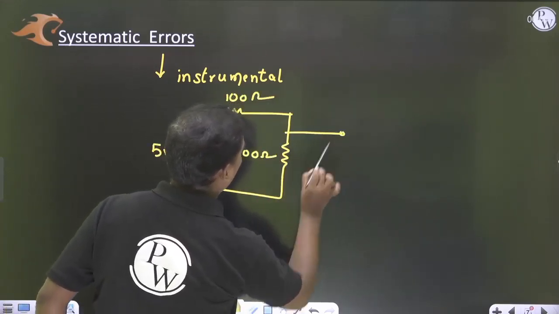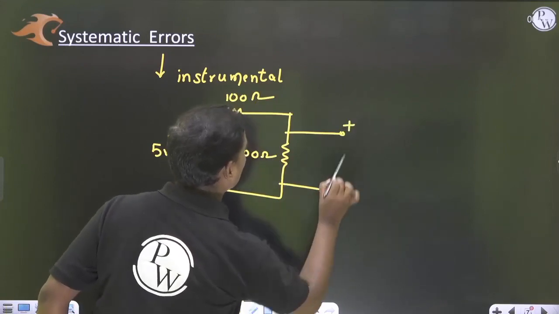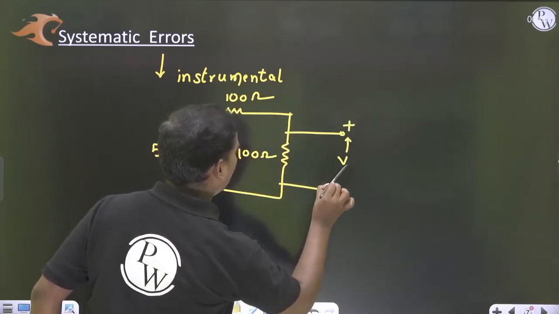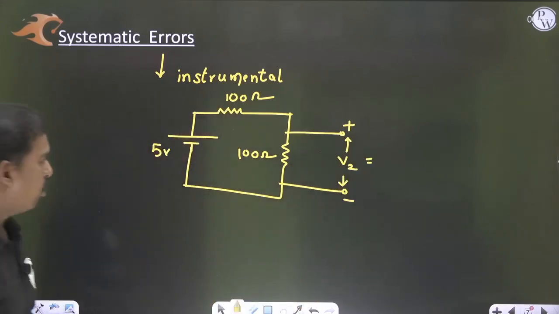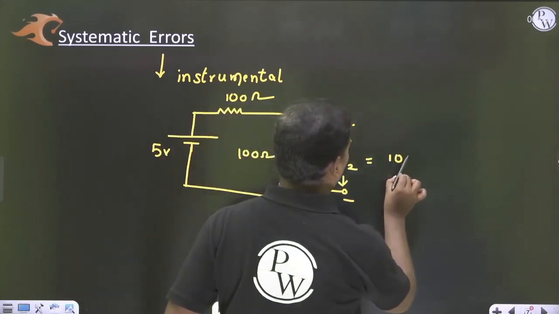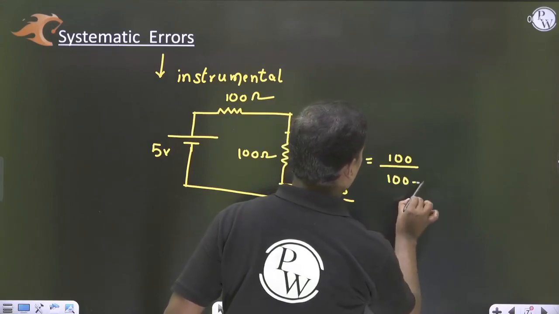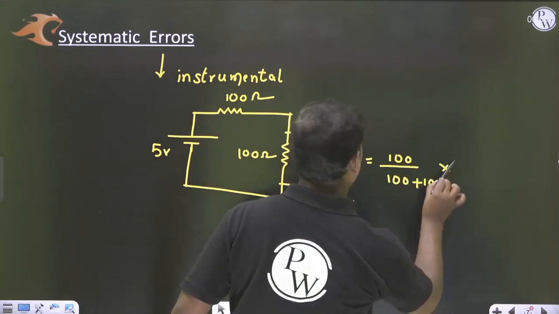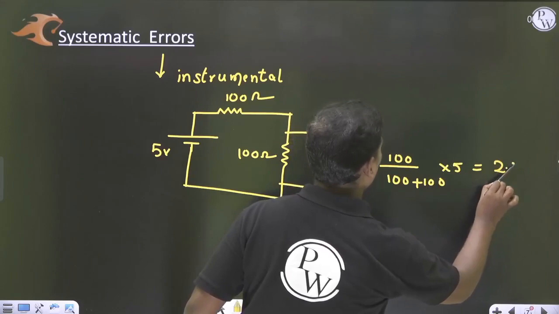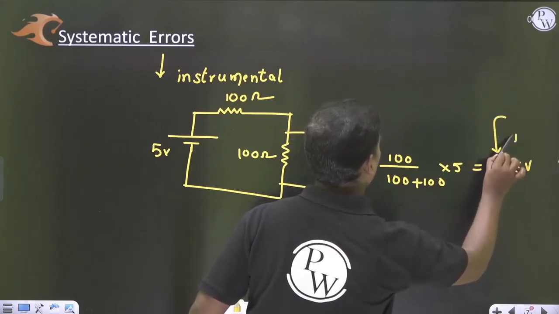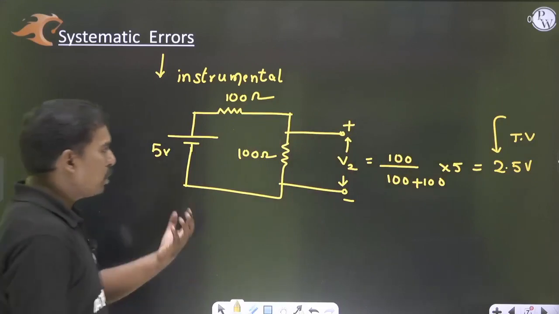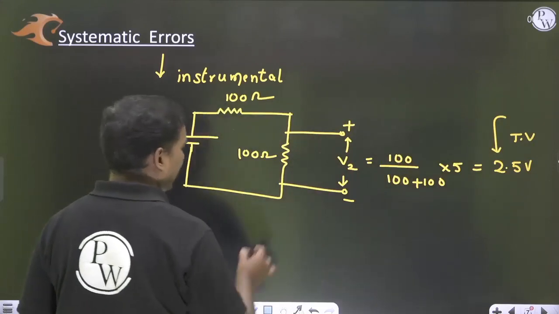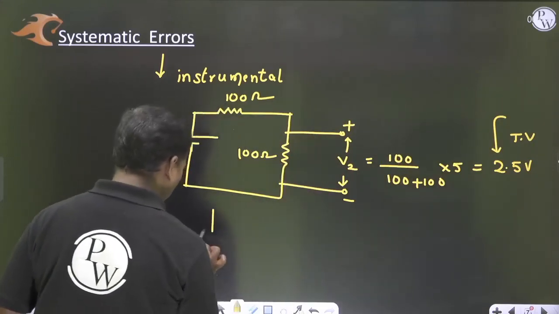What should be the ideal voltage that I have to get here? If you take the ideal voltage across the second resistor, how much should it be? That is the voltage division rule. If you apply 100 by 100 plus 100 into 5, you should get 2.5 volts. So this 2.5 volts is the true value. Yes or not? But when it comes to the practical, you are going to attach the meter, right?